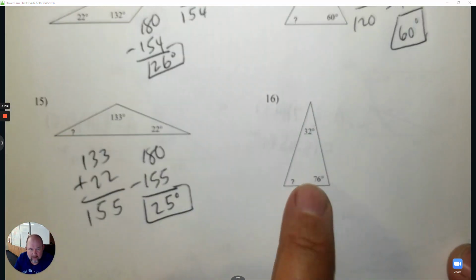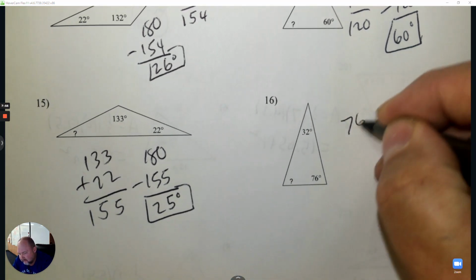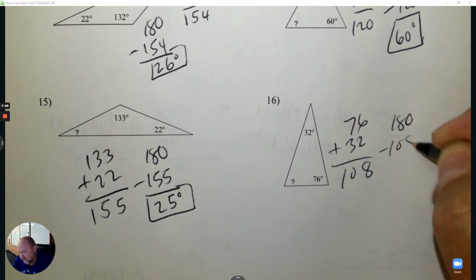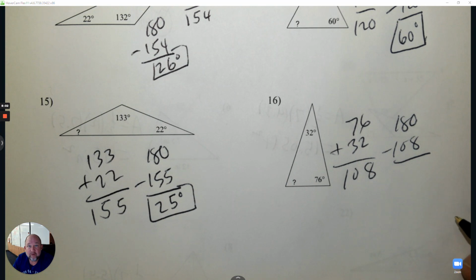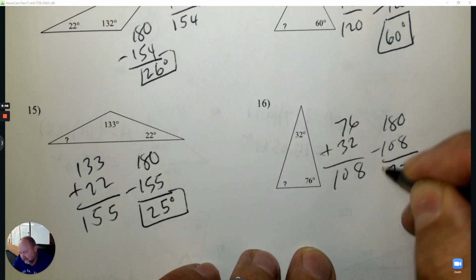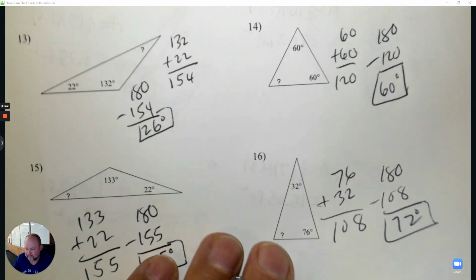One more. Do you want to try it first? Press pause, and then I'll do it. All right, add these two angles up, 76 and 32. Then subtract that from 180, and what's left over is what you're looking for. That's 72. All right, turn the page.